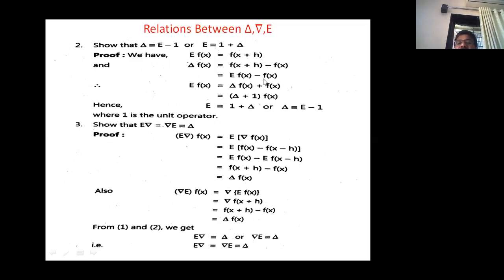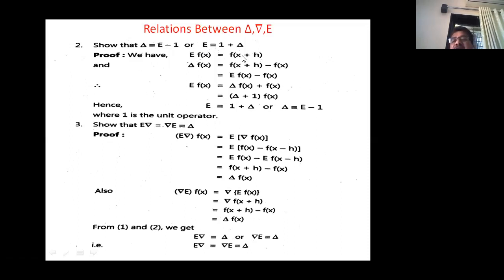So Ef(x). So Ef(x) is what? Delta f(x) plus f(x), and delta f(x) is what? f(x plus h) minus f(x). So minus f(x plus h) and f(x) cancel each other, and we get the value f(x plus h). That is Ef(x). Okay, so either prove by this method, or show that Ef(x) is equal to (1 plus delta) f(x).